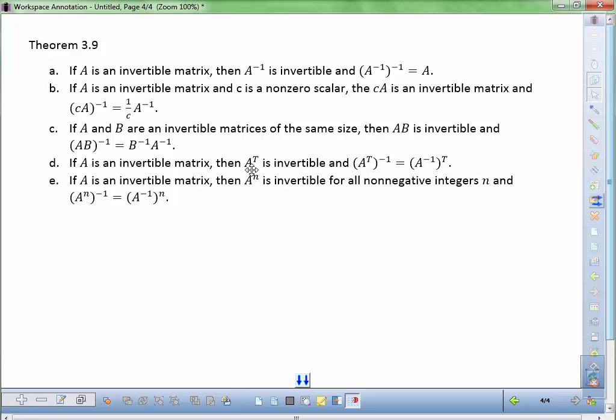All right, if A is invertible, then the transpose is also invertible. And it turns out that the inverse of the transpose is the transpose of the inverse. And if A is invertible, then A to the nth power is also invertible for all non-negative integers n, and the inverse of a power is the power of the inverse. And we'll try to see if we can find problems that would actually use these theorems.